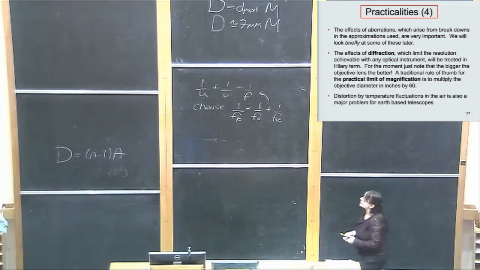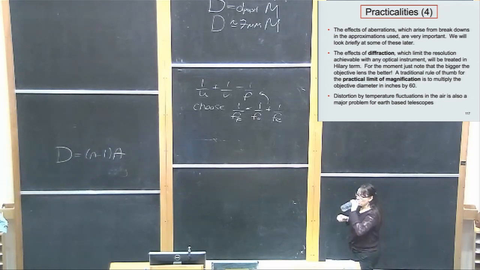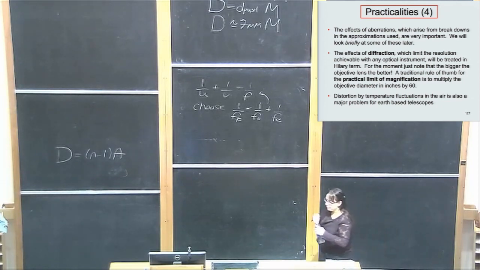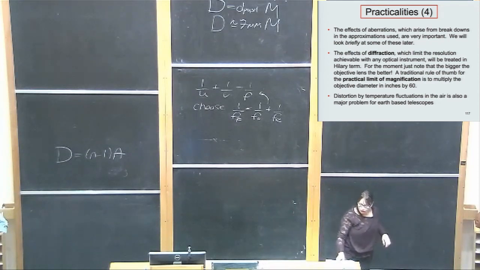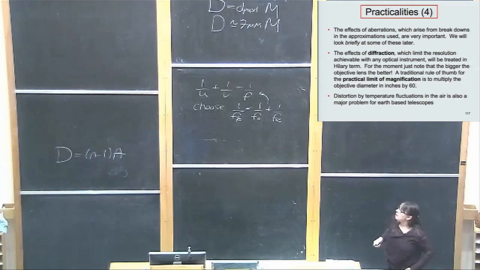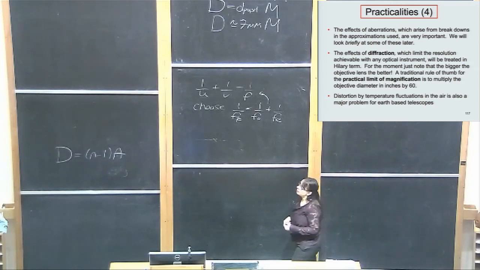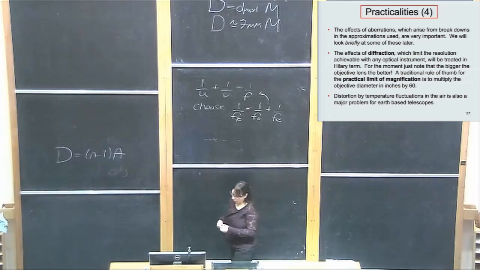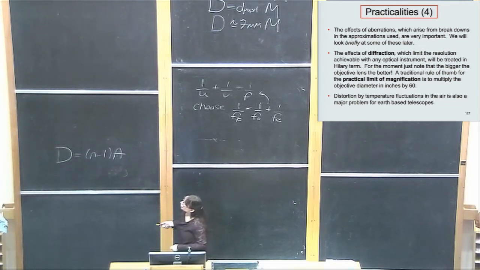Okay, so more practicalities you have to consider are, for example, the effects of aberrations. I've mentioned these a few times. These are consequences that arise from the breakdown of the paraxial or the thin lens approximation in some way or other. So I'll talk a little bit about those just at the very end of this lecture.